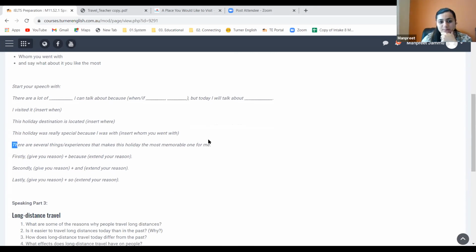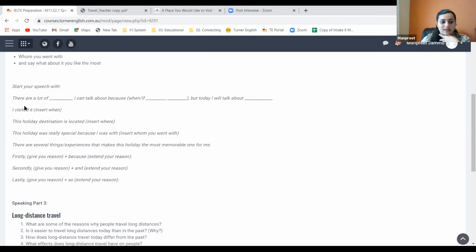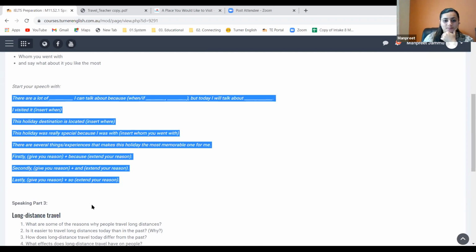So for this one, we'll just use another sentence here, which is: there are several things or experiences that make this holiday the most memorable one for me. And it can be about any topic, not just holiday, even a favorite book. There are several reasons why I like this particular book. Firstly, give a reason and extend it, so explain it. You don't have to say firstly, secondly, thirdly; you can always use better connectors here. This is basically a template for you, which you can use for any of the topics.